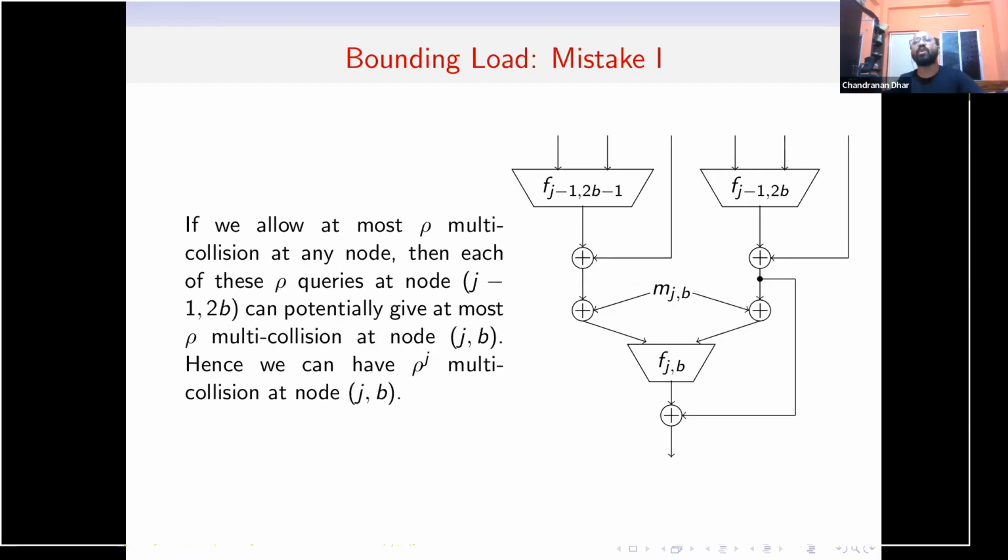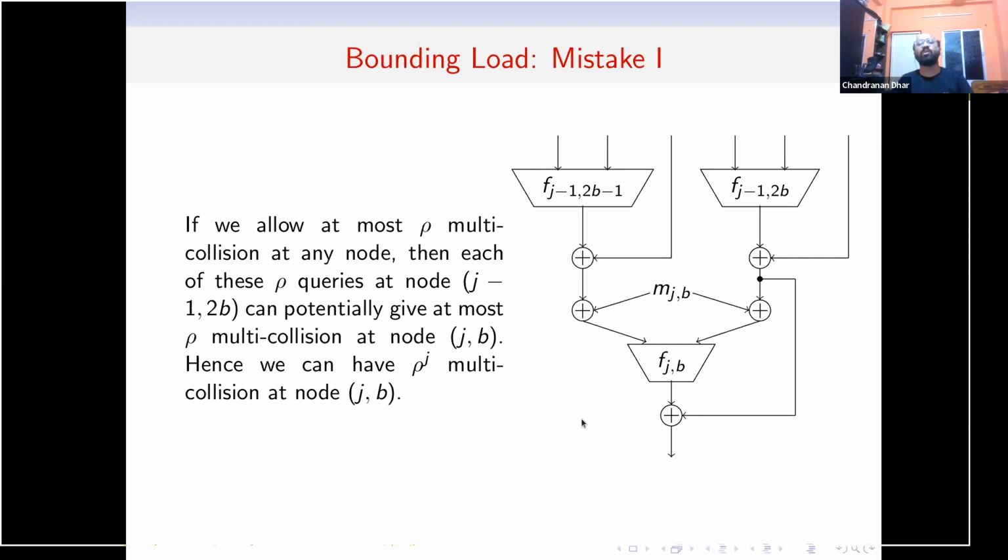So now we look at several mistakes in the collision analysis proof of the authors of ABR. The first step is of course bounding the load of the ABR tree. The first mistake that they make while bounding the load is this: if we allow at most rho multi-collisions at any node, then each of these rho queries at the node j minus 1, 2b can potentially give at most rho multi-collisions again at the node jb.